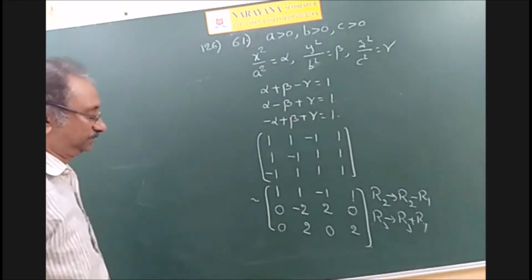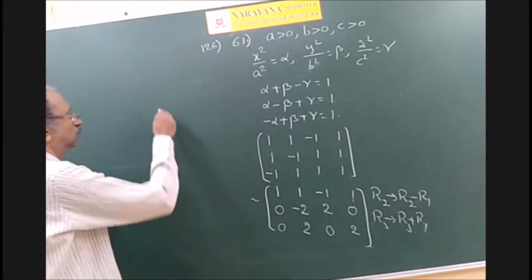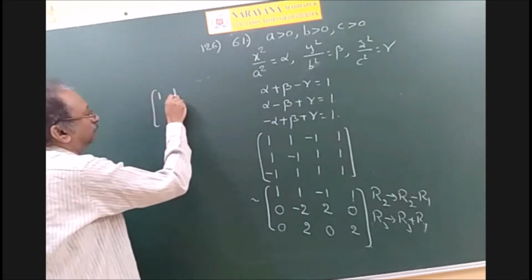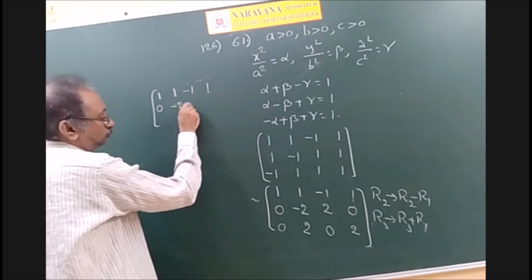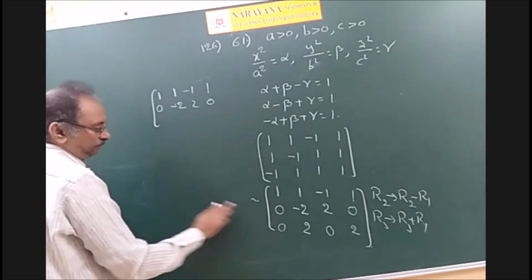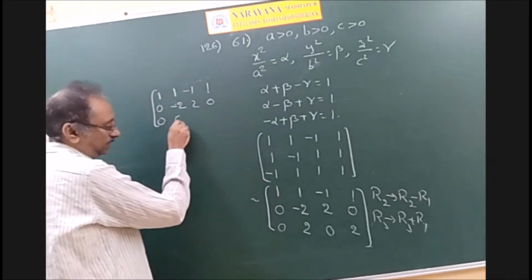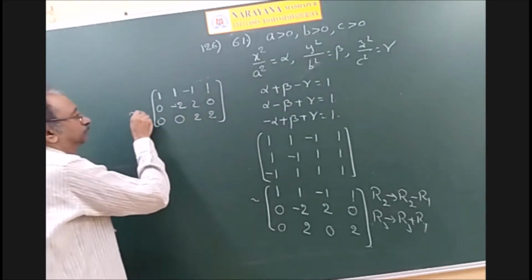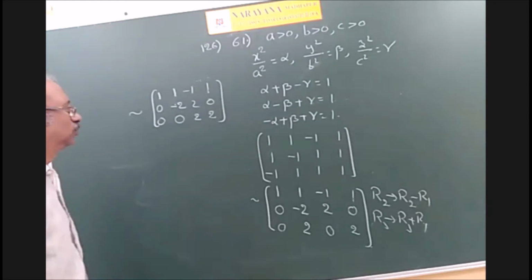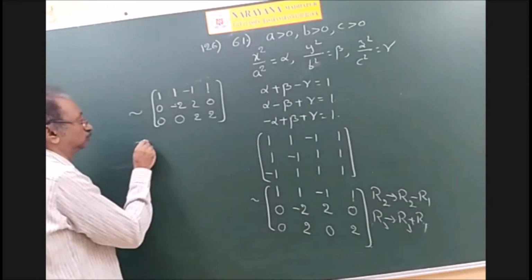So what next? It is enough if you make this 0. So how to make that 0? 1, 1, minus 1, 1. 0, minus 2, 2, 0. And see this one? If you add these two equations, this becomes 0. That is 2, 2. Okay? And you can simplify this also. Divide this row with 2 and this also with 2.